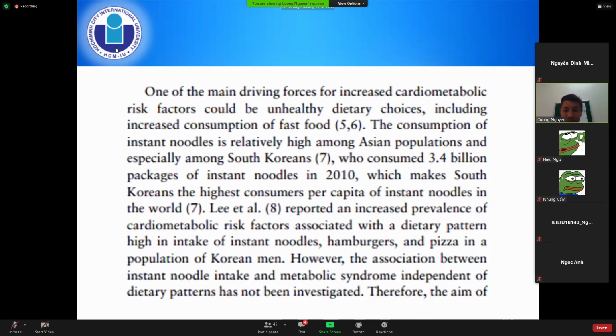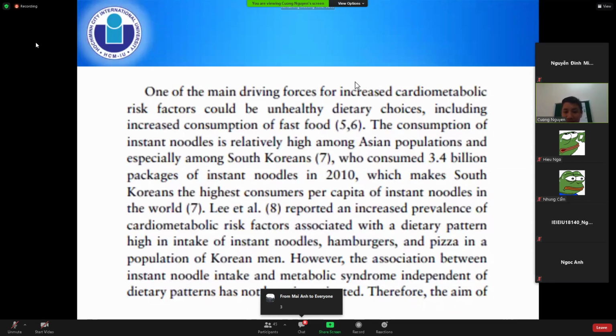Lee reported an increased prevalence of cardiometabolic risk factors associated with dietary patterns with an intake of instant noodles, hamburgers, and pizza in the population of Korean men. However, the association between instant noodle intake and metabolic syndrome, independent of dietary patterns, has not been investigated. So, however, what is it? The sentence begins with however. What is it, class? What number is it? Yeah, it's number 3. Research gap. Exactly. Research gap.